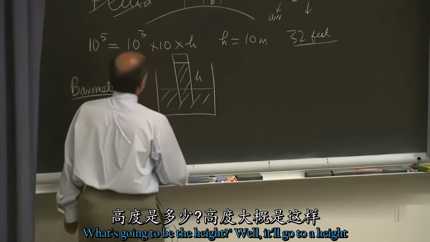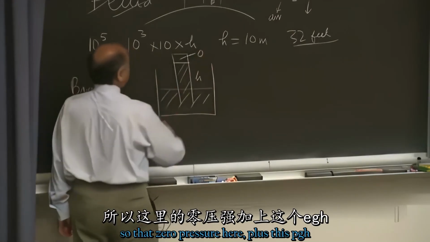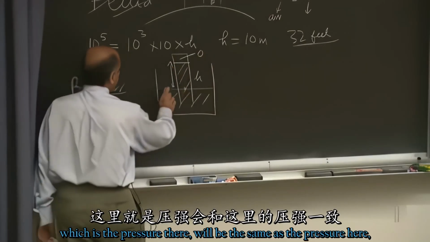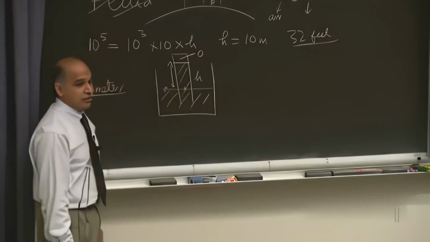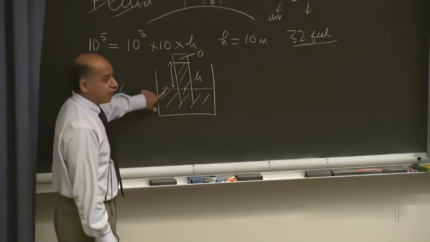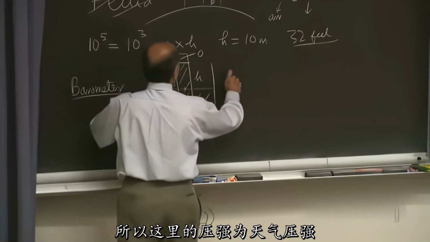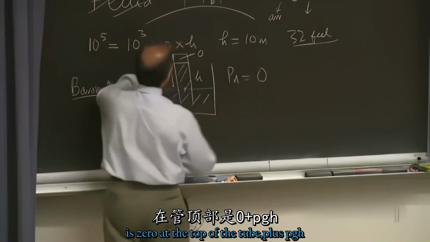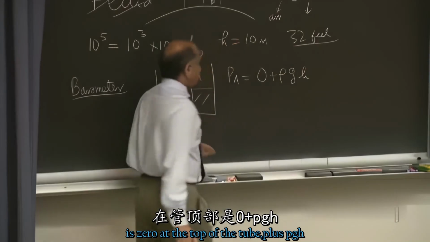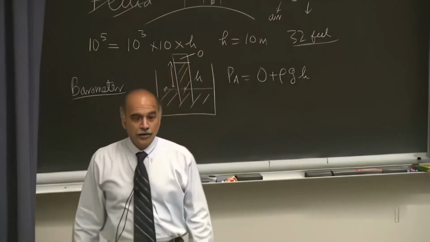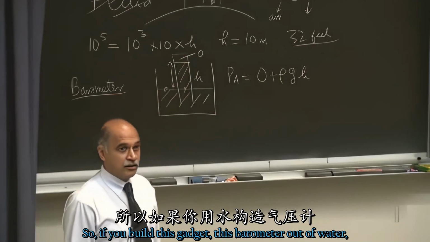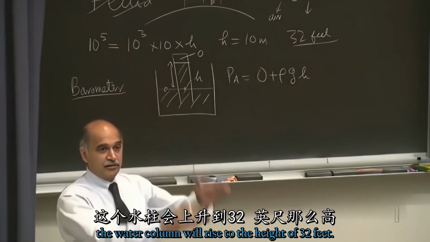Well, it'll go to a height so that 0 pressure here plus this rho gh, which is the pressure there, will be the same as the pressure here, because they are 2 points at the same height. Pressure here is the atmospheric pressure. So atmospheric pressure is 0 at the top of the tube plus rho gh. So if you build this gadget, this barometer, out of water, the water column will rise to a height of 32 feet.